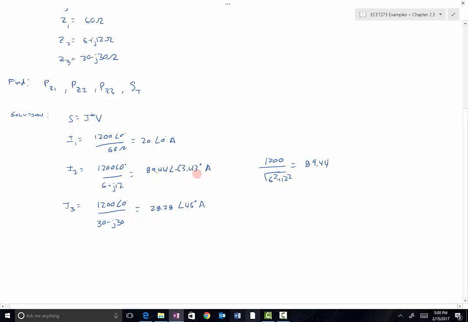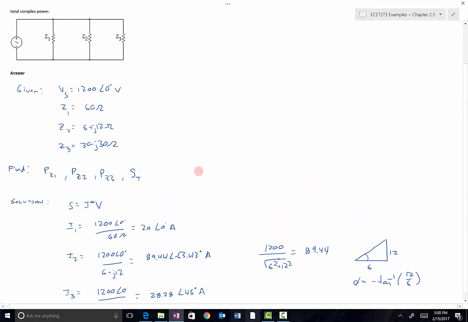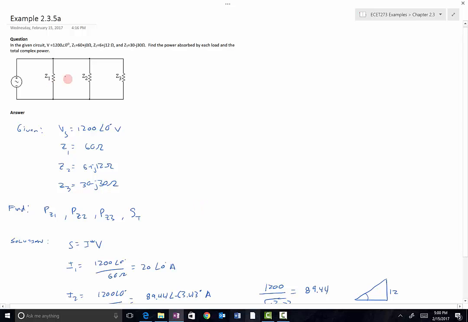And then the negative 63.43 comes from the impedance triangle. With 6 and 12, I could have found phi is equal to minus the inverse tangent of 12 over 6, which would give you negative 63.43, so it's another way to do it. Anyway, we've got these branch currents, so now we can calculate the complex power absorbed by each of these loads.